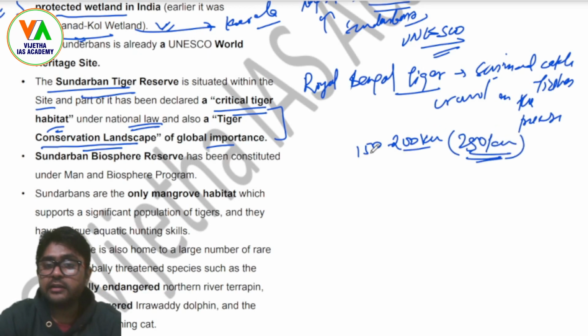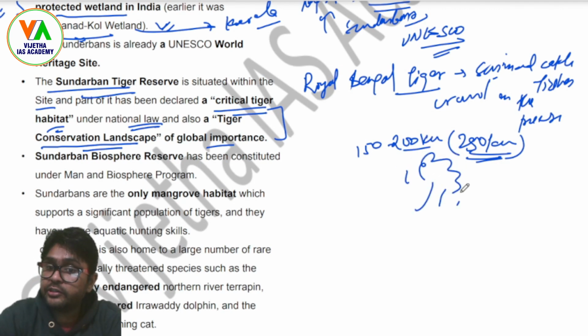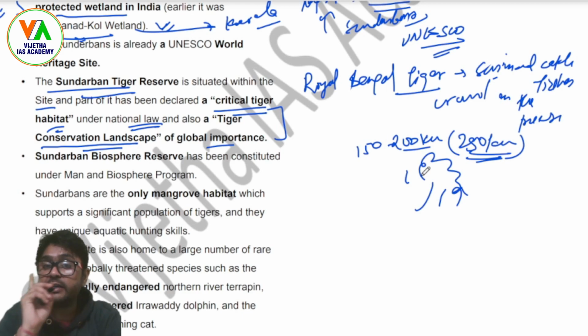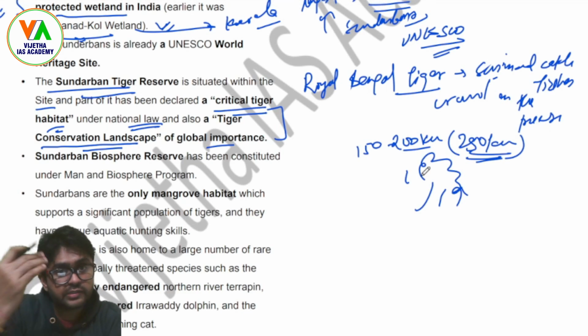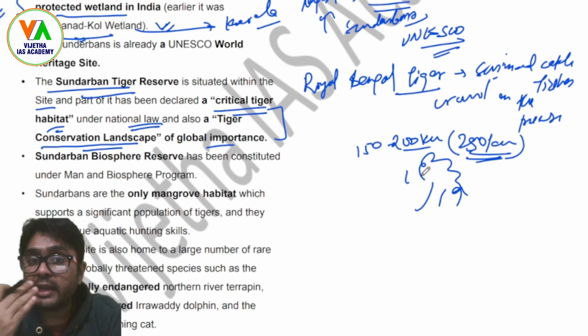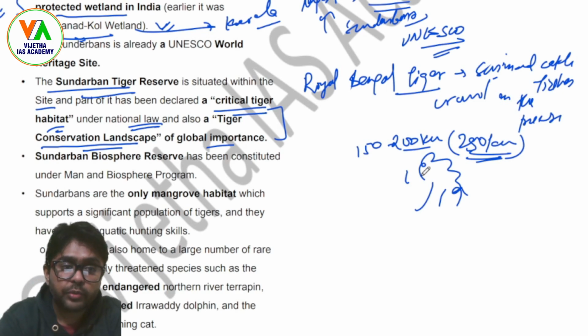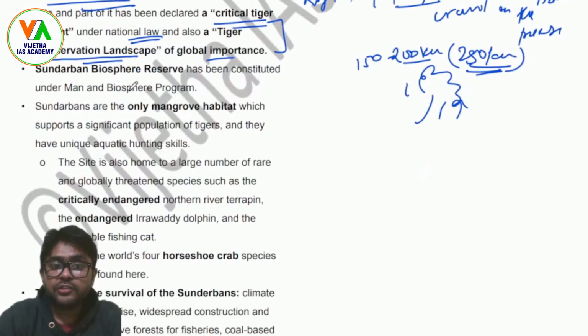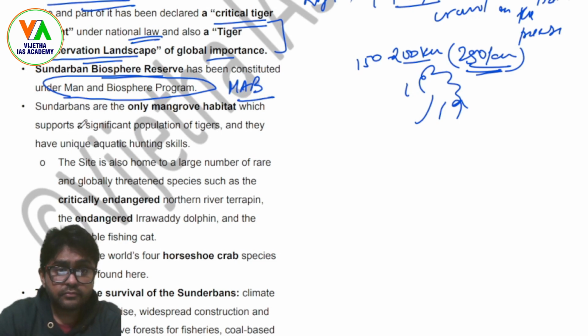Fully mature adult tiger, and yet they can crawl on the trees, which is not possible for the tigers in other regions, right? So these are the genetic modifications in their lifestyle, that they have adapted to the habitat in such a way. Then we also have the Sundarban Biosphere Reserve that has been constituted under the Man and Biosphere Program, that is MAB.